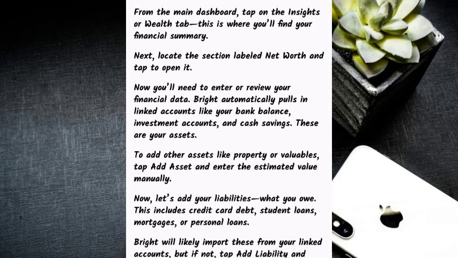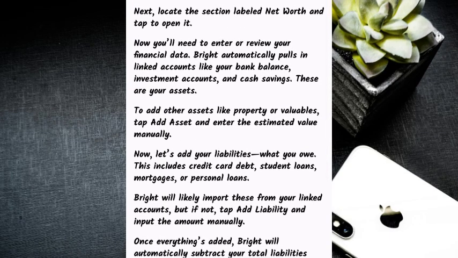Now let's add your liabilities. This is exactly what you owe. This includes credit card debt, student loans, mortgages, or personal loans. Bright will likely import these from your linked account. If not, you can just tap Add Liabilities and input the amounts manually.